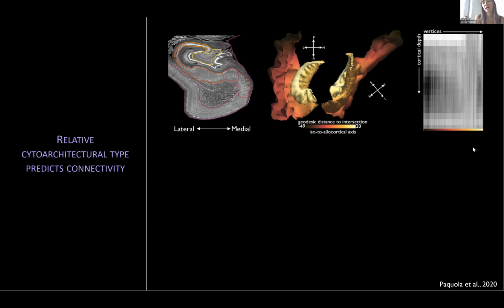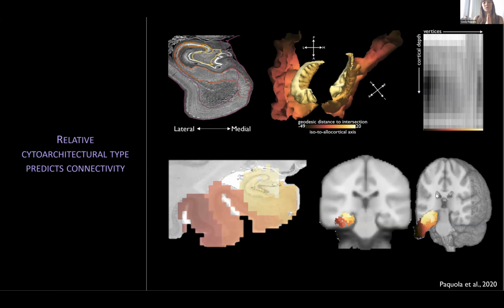And you can see that on the right with these staining intensity profiles, you see a gradual change in the cellular density at certain layers as you move from isocortex on the darker side, so this area out here, as you move into more allocortex in these bright yellow colors.